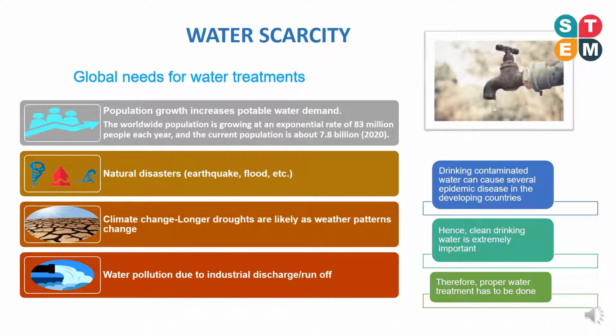Now we will discuss the global needs for water treatment. There are some important factors such as the increasing population, natural disasters, climate change and water pollution. Drinking contaminated water can cause different epidemic diseases in developing countries. Therefore, drinking very clean water is very important. Hence, proper water treatment has to be taken care of.